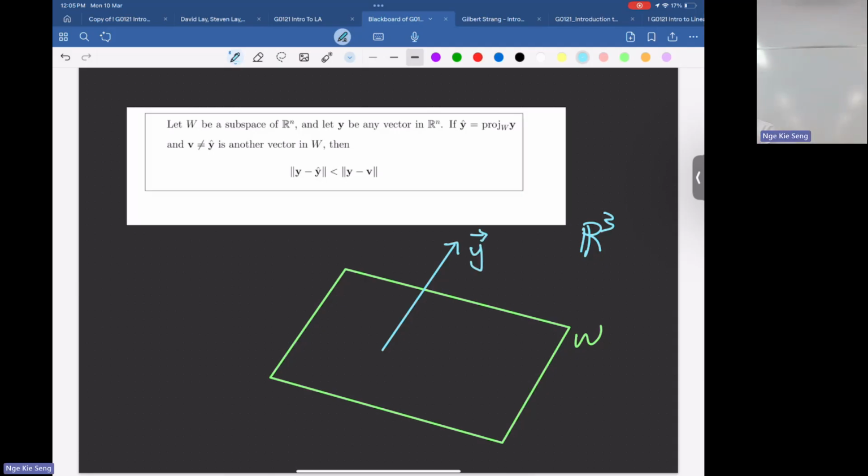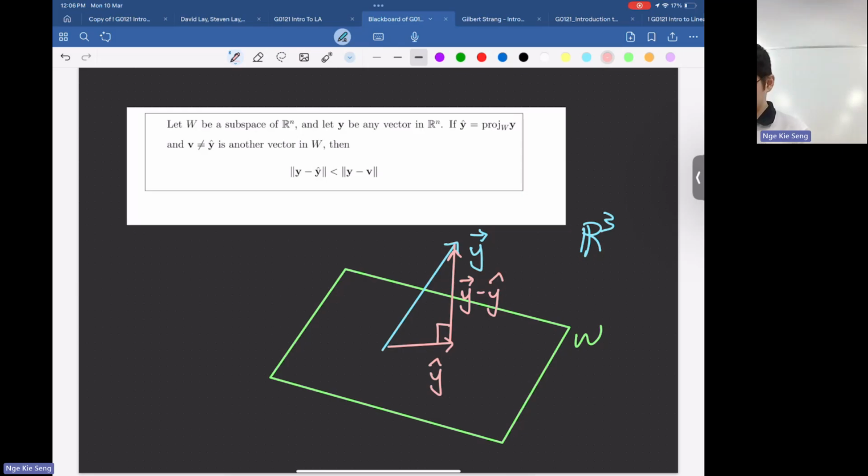And then where's y hat? Where should y hat live? Where's the projection of y live? It should be a vector on the plane, such that, there's the definition of y hat here, if you take y minus y hat, you should get the orthogonal vector here. Right or not?